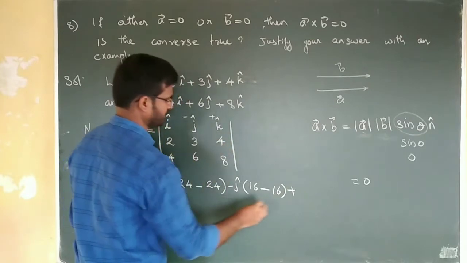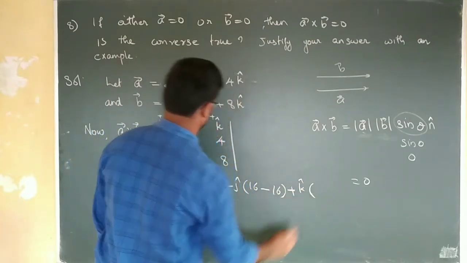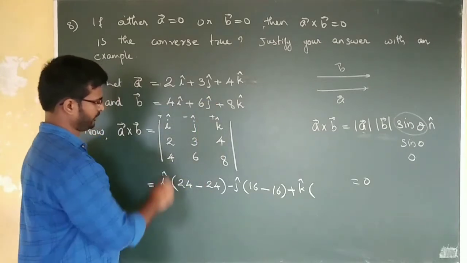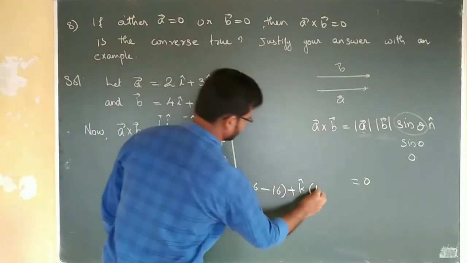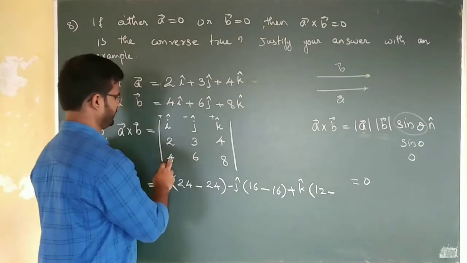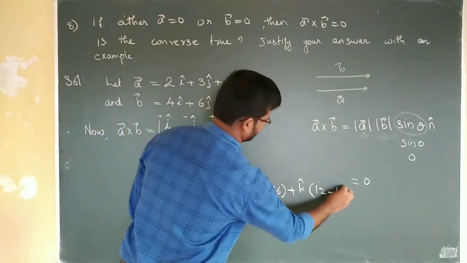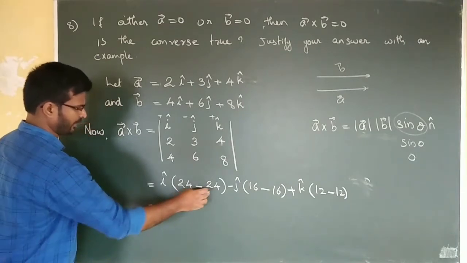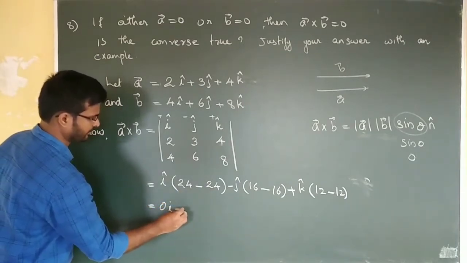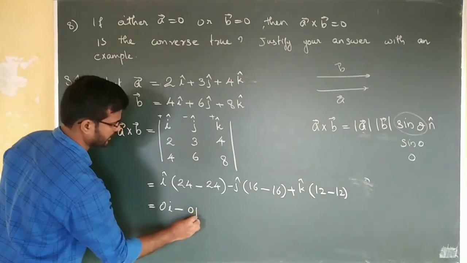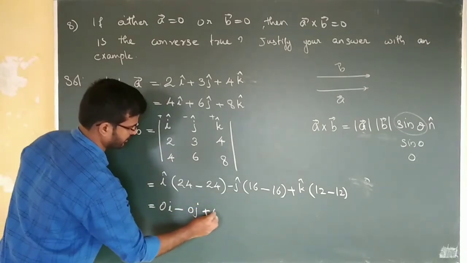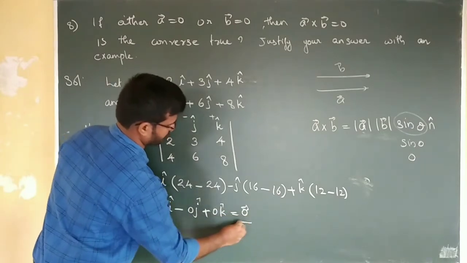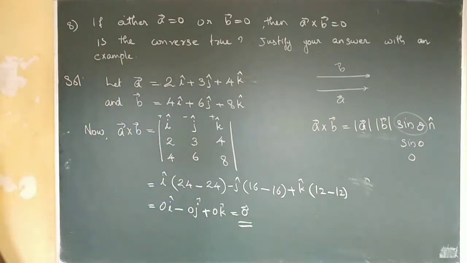Plus k vector into, leaving the first row and third column, 2 into 6, 12, minus 4 into 3, 12. We can write 24 minus 24, 0i, minus 0j, plus 0k. We got the 0 vector, isn't it?